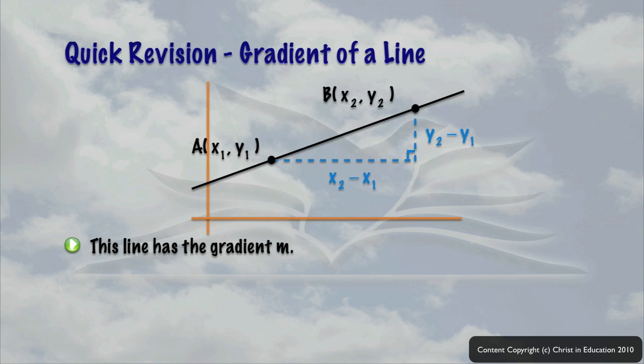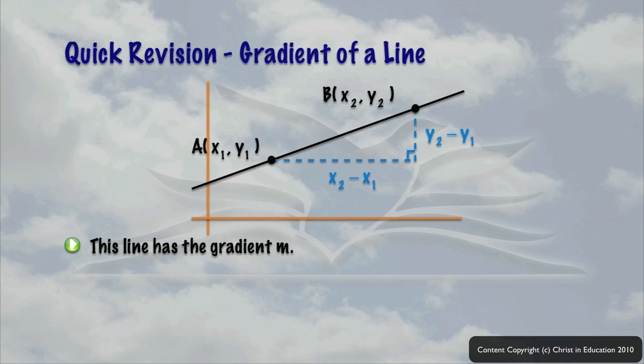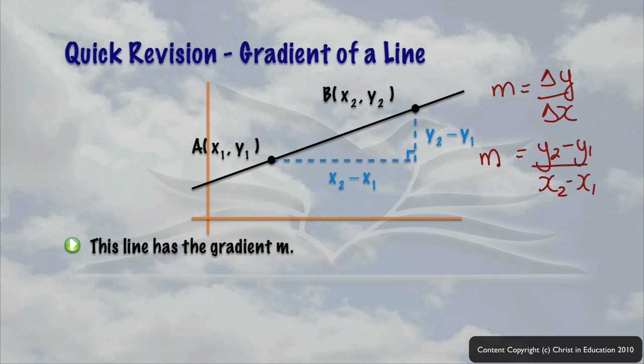So this line has the gradient m, but what do I do if I want to work out the equation of a line with gradient m? Well, I can derive that equation from my gradient by saying delta y over delta x, that's my gradient, is just, like we've said, the difference in y over the difference in my x coordinates, and that gives me m.